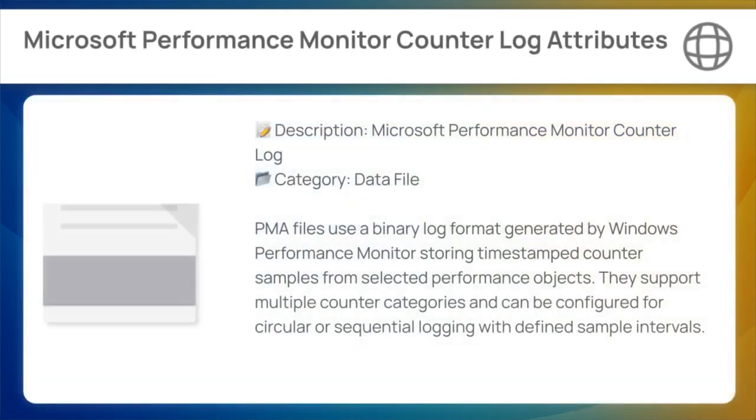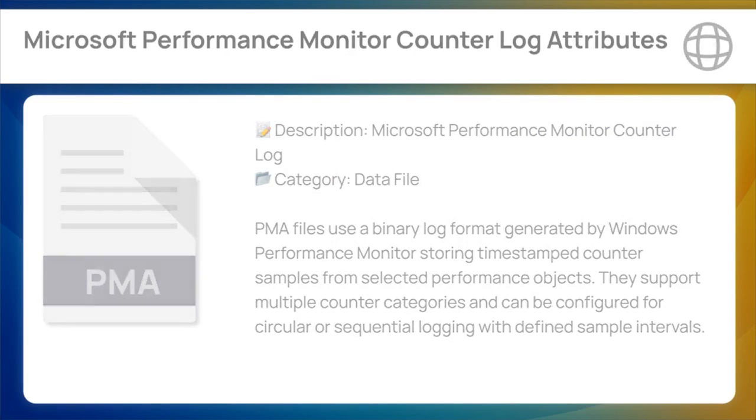PMA files use a binary log format generated by Windows Performance Monitor, storing time-stamped counter samples from selected performance objects. They support multiple counter categories and can be configured for circular or sequential logging with defined sample intervals.